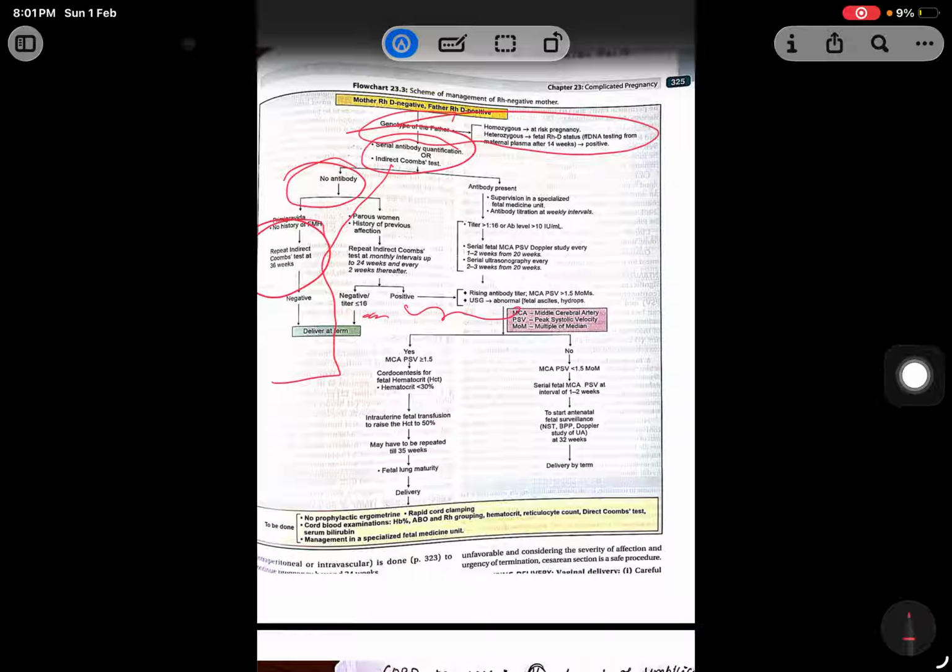But if she is positive, then you have to monitor for complications. How do you monitor? With MCA peak systolic velocity. If it's low, keep on monitoring with NST and surveillance. But if it's high PSV, then you have to check hematocrit and check for hemolytic disease of the newborn. If it is present, you have to start intrauterine fetal transfusion.